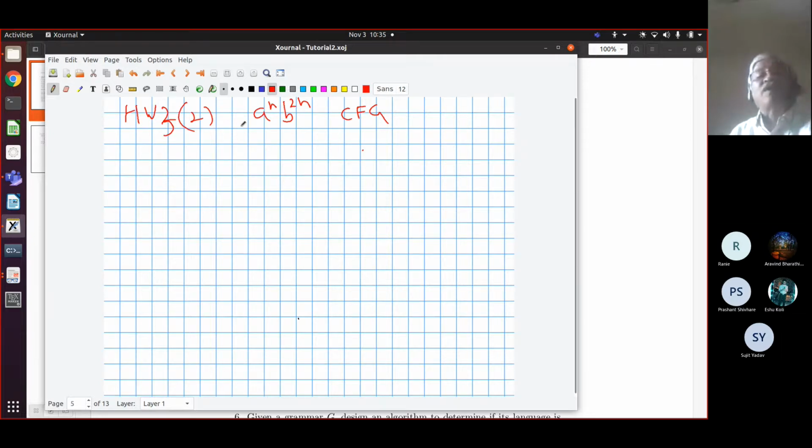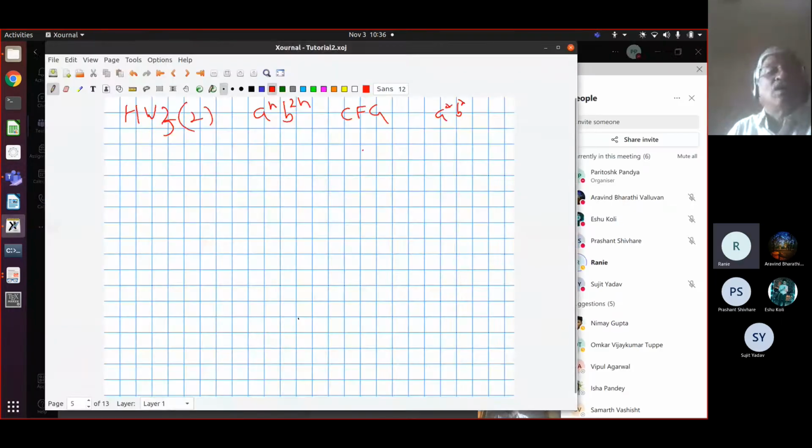So we need to give a context-free grammar for the language a raised to n, b raised to 2n. That is, the strings are of the form a star b star, where the number of b's is twice the number of a's. This is the language. So is the language clear, Rani? Yes, sir. It's clear, sir. Now let's start designing the grammar. So any suggestion?